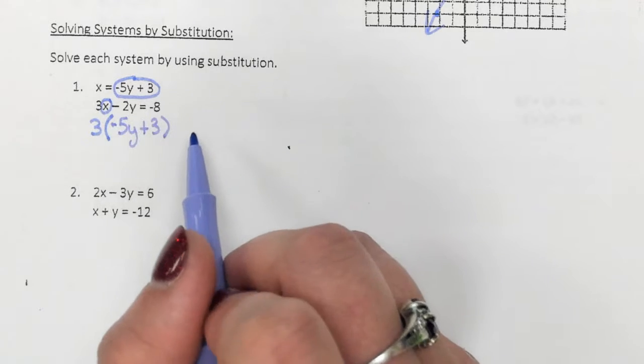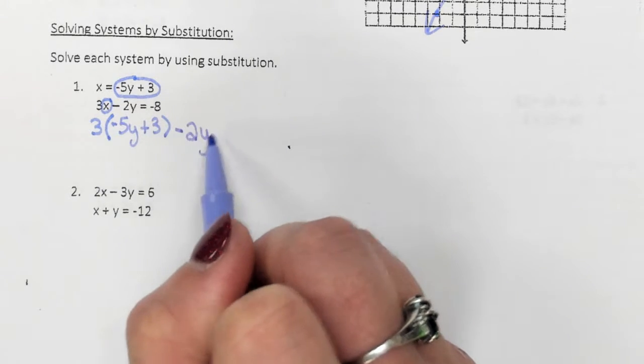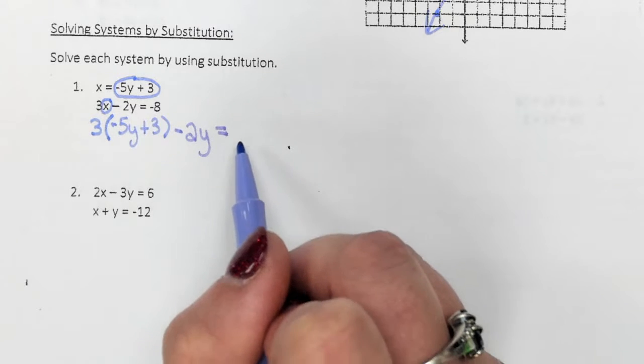And then what came after 3x? Minus 2y equals negative 8.